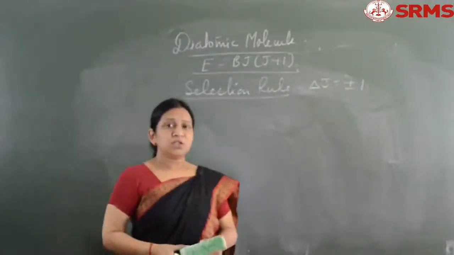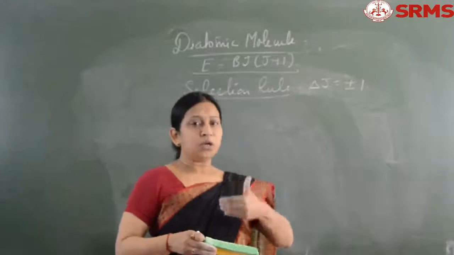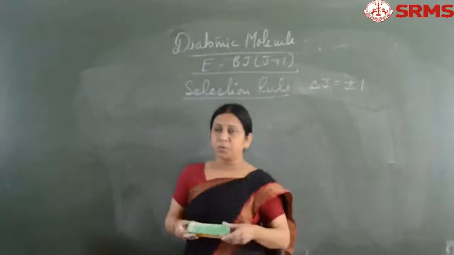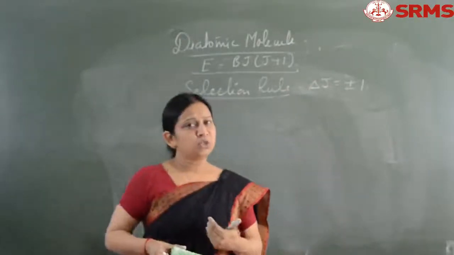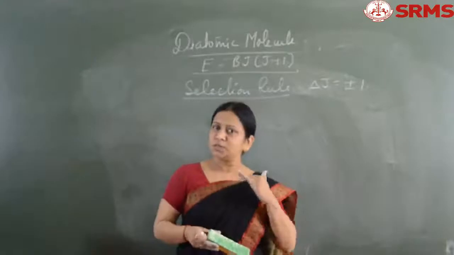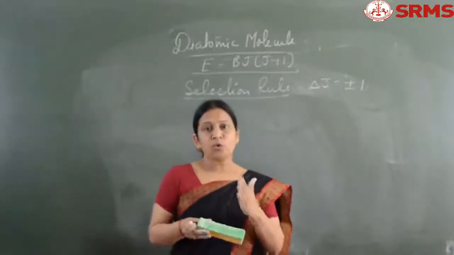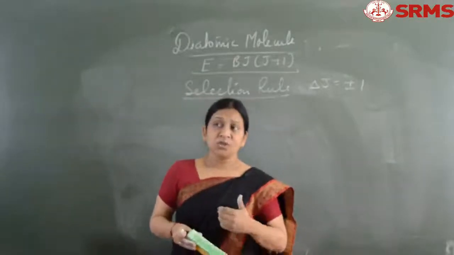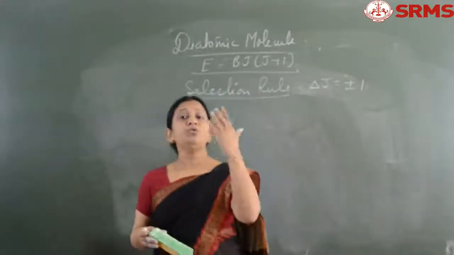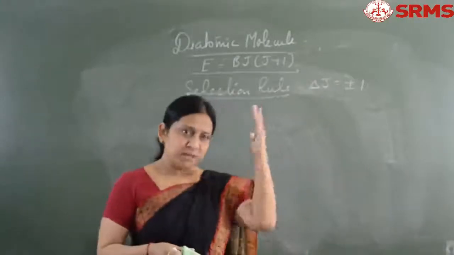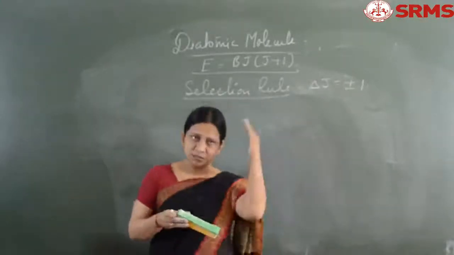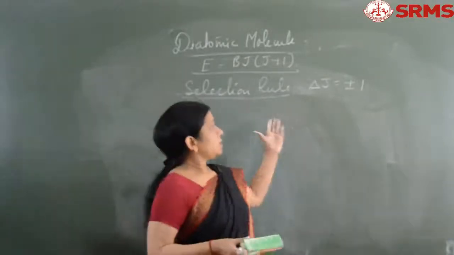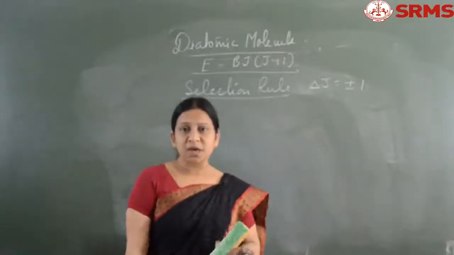That means the transition can take place from 0 to 1, 1 to 2, 2 to 3, or 3 to 4, and so on. These are absorption spectra. And if we talk in terms of emission spectra, when the electron is coming down, then the transition can be 4 to 3, 3 to 2, 2 to 1, 1 to 0. The transitions like 0 to 2, 1 to 3, 2 to 4, and vice versa, vice versa meaning emission and absorption, are not possible. That is forbidden. Why? Because the selection rule is delta J plus minus 1.